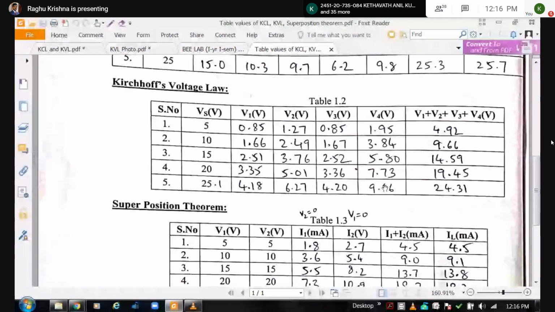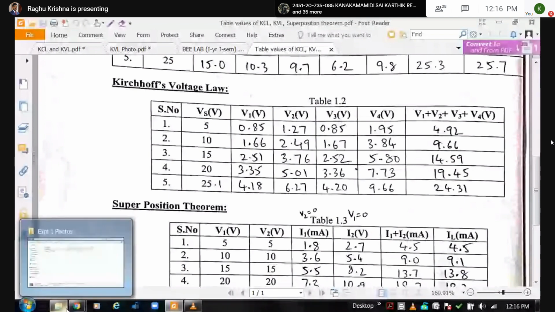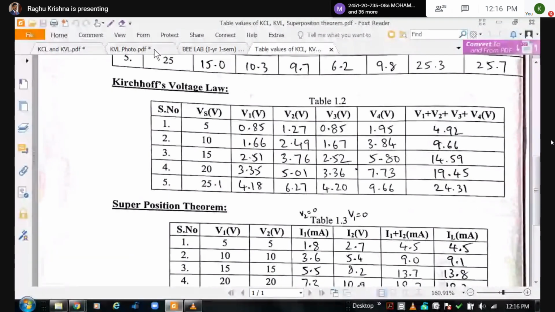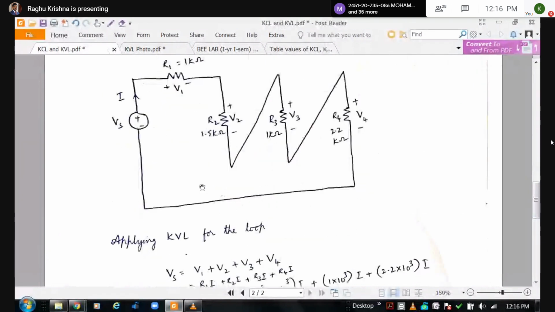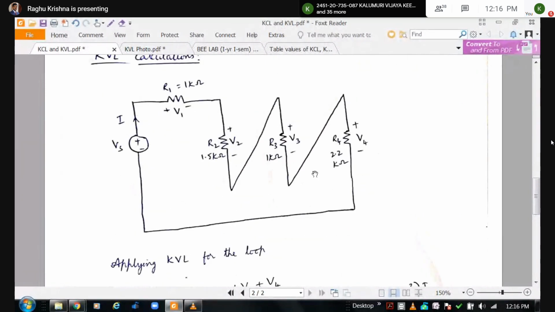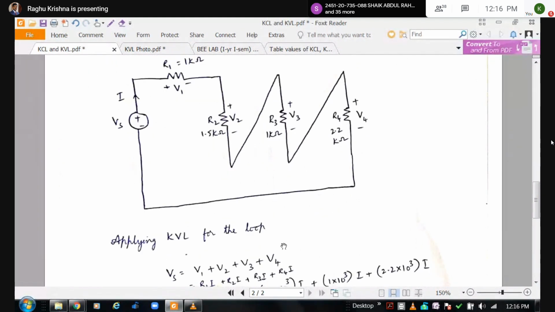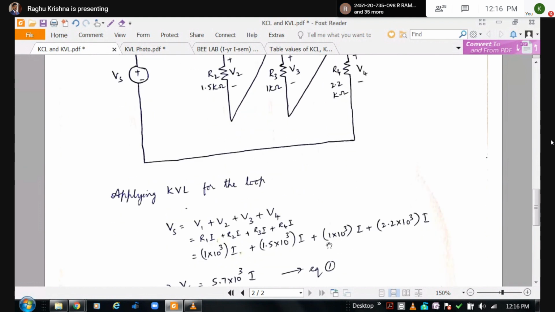And coming to the theoretical calculations. So let us do the theoretical calculations. You can see R1, R2, R3, R4 are in series, and let us apply KVL for the loop. KVL: sum of voltage rises is equal to sum of voltage drops. So what is V1 as per Ohm's law? V1 equal to IR.